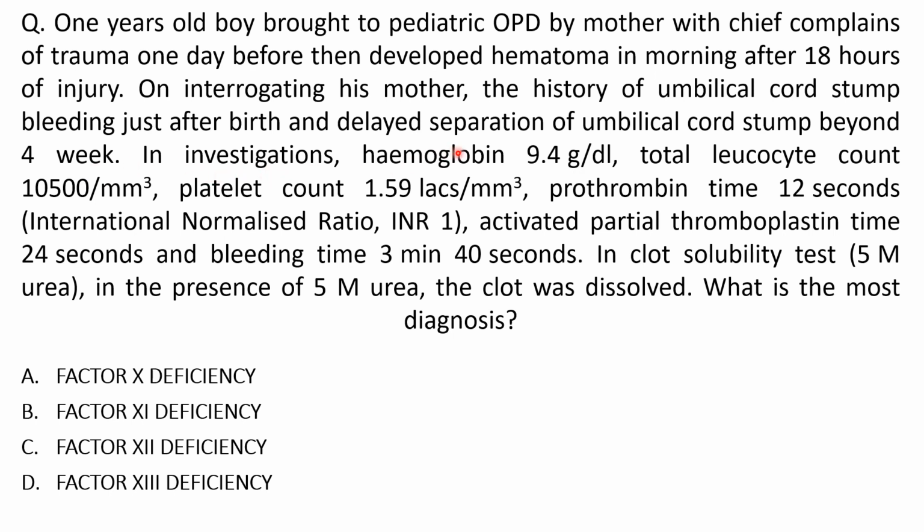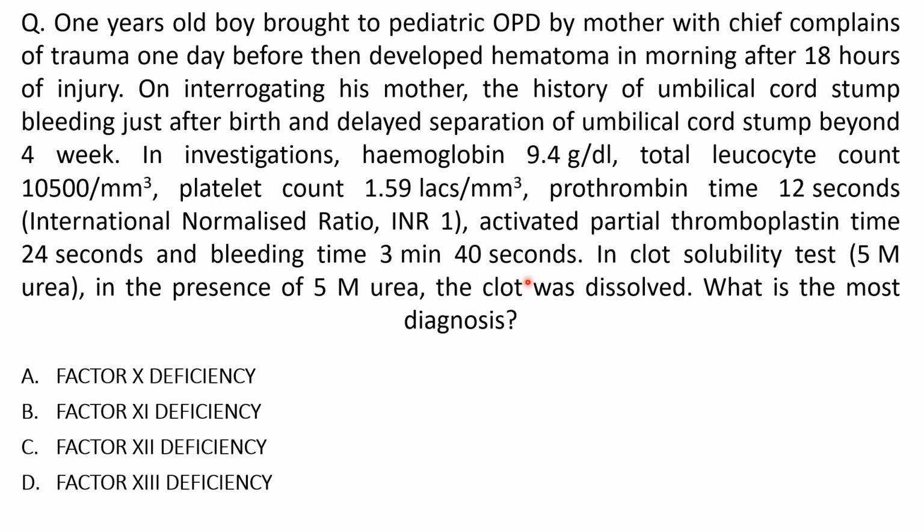Now in investigation, hemoglobin is 9.4 gram per dl, so the child has mild anemia. Total leukocyte count is 10,500 per mm cubed. It is normal. Platelet count is 1.59 lakh per mm cubed. It is also normal. Prothrombin time 12 seconds, INR 1, also normal. PT is normal. Now activated partial thromboplastin time 24 seconds, also normal. So APTT is normal. Now bleeding time 3 minutes 40 seconds.